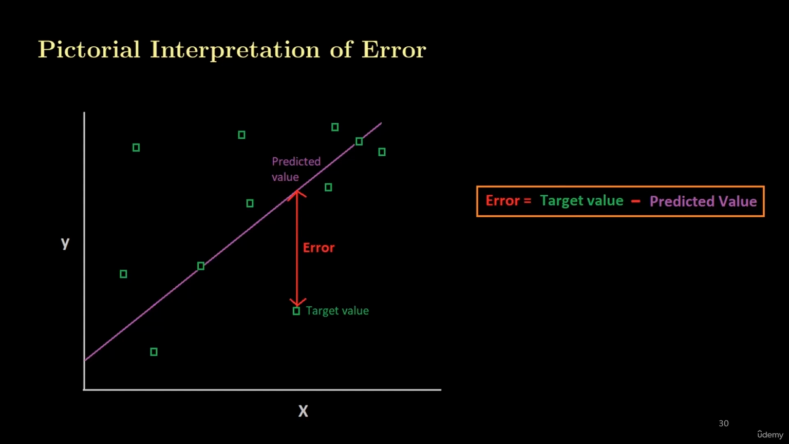So in order to reduce the error, we need to transform this error into a function. The function in which we transform our error is known as the cost function, or loss function, or objective function.